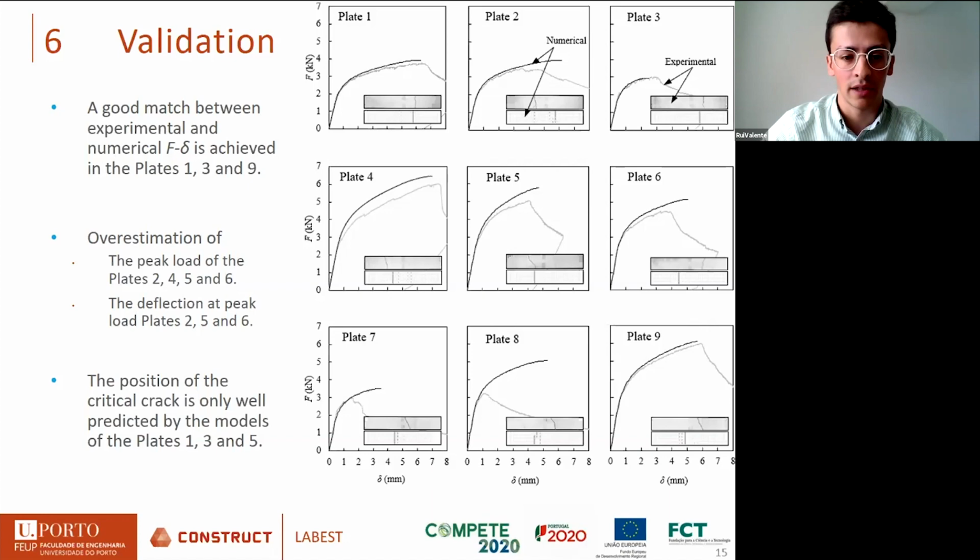Plates 4, 5, 6, and 2 yielded satisfactory results, since the numerical analysis could capture the trends in the behavior due to fiber variability, either in content or orientation. Nevertheless, there is an overestimation of the peak load in these situations, and the deflection at mid-span, also at peak load, is slightly overestimated. The position of the critical crack leading to failure is well predicted only in plates 1, 3, and 5.